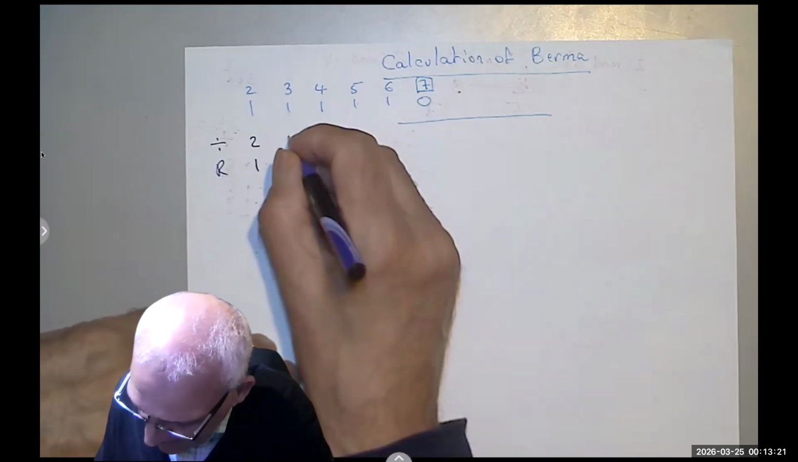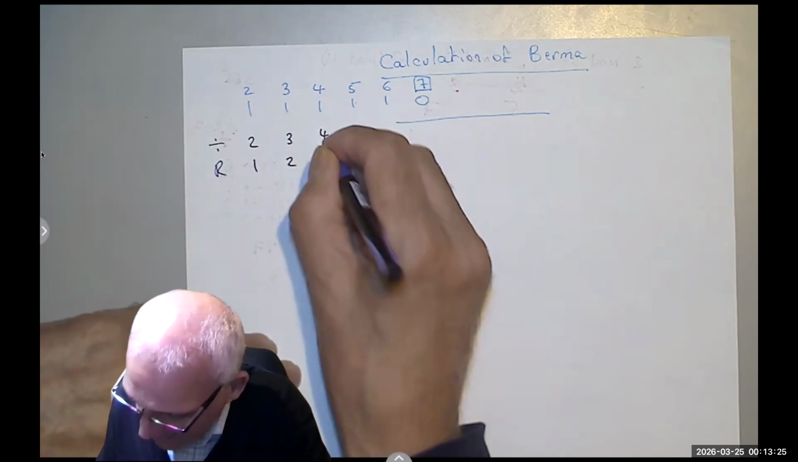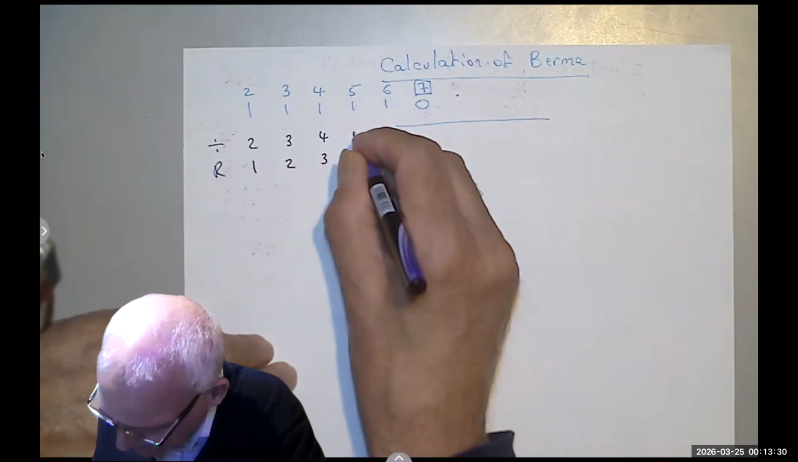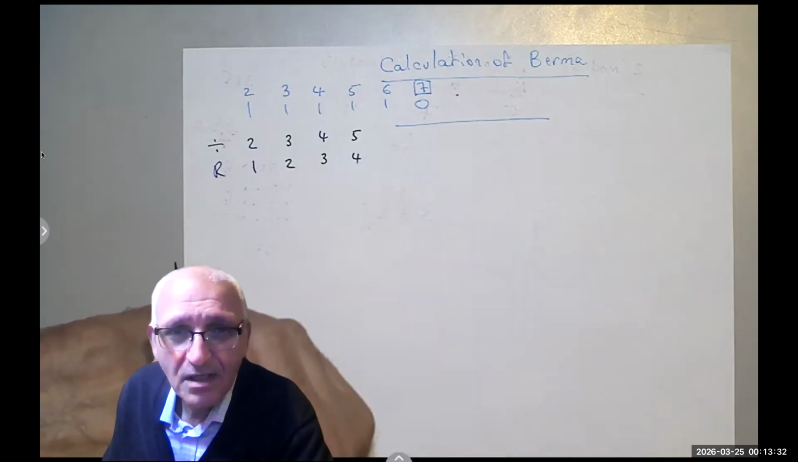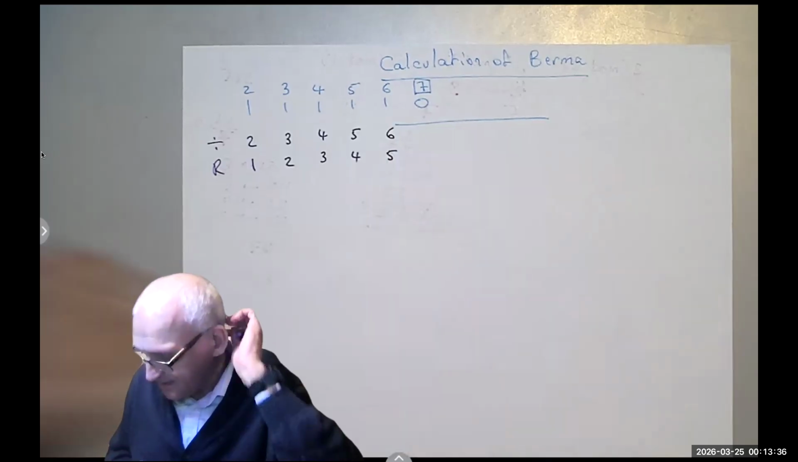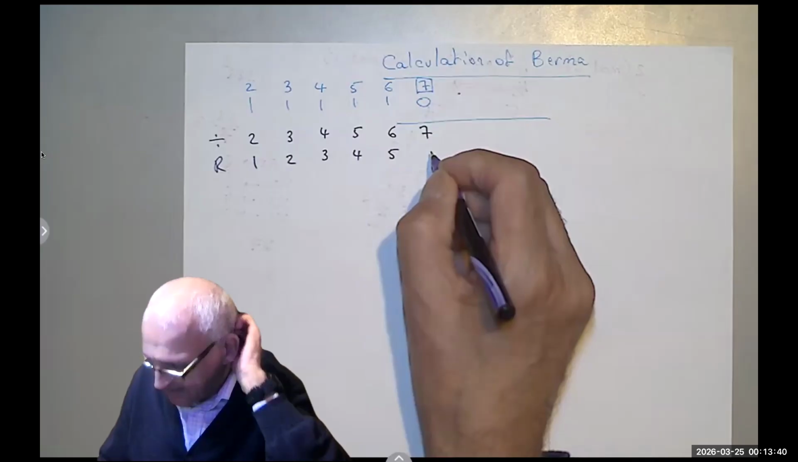When I divide by 3, I get a remainder of 2. When I divide by 4, I get a remainder of 3. When I divide by 5, I get a remainder of 4. When I divide by 6, I get a remainder of 5. And if I divide by 7, I get a remainder of 6.